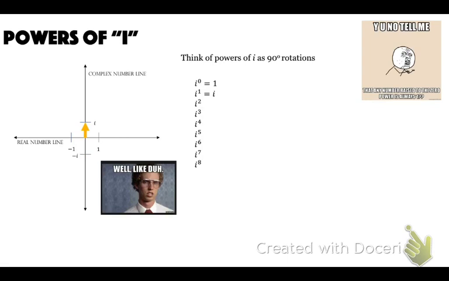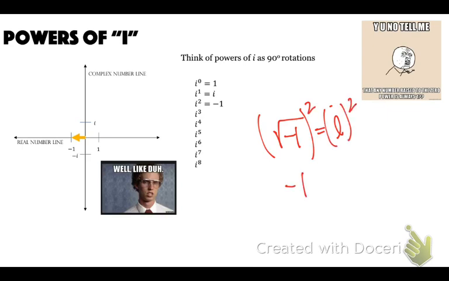Well, then if we rotate that another 90 degrees, we're now at -1, so i to the second power is -1. Which, before, we know that the square root of -1 equals i. So if I was to square both of these, when you square a square root, that just is gone, so I'm left with -1 equals i squared. Well, that's what I just figured out, but now I'm doing it visually.